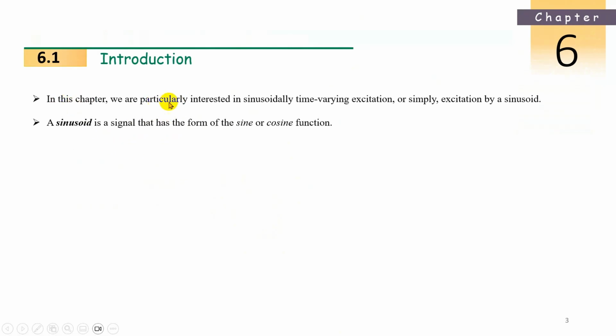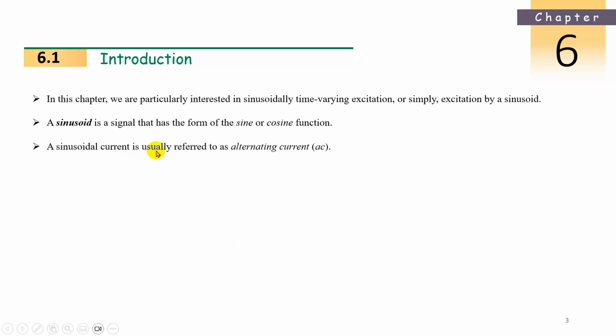In this chapter we are particularly interested in sinusoidal time-varying excitation. That means, due to the change in time, how the voltages and currents will vary, we will study. Or simply, excitation by a sinusoid. A sinusoid is a signal that has the form of a sine or cosine function. You know that DC, direct current, means constant, no change with time. But alternating current or alternating voltage is time varying in amplitude, in the form of sine or cosine. So how it will be, we will see.